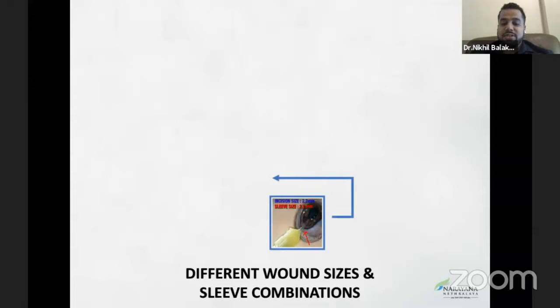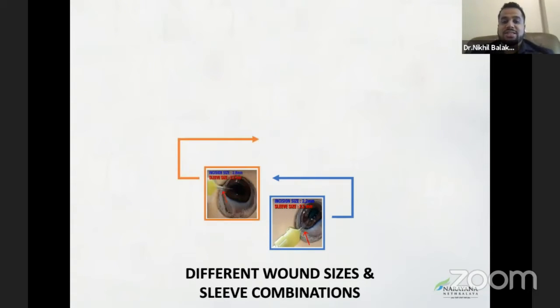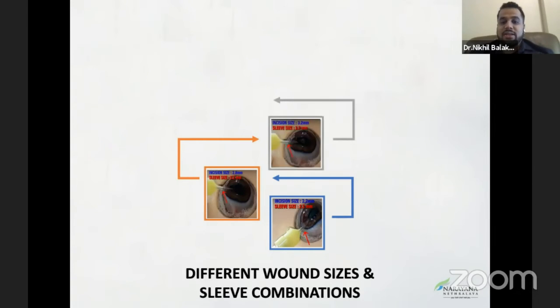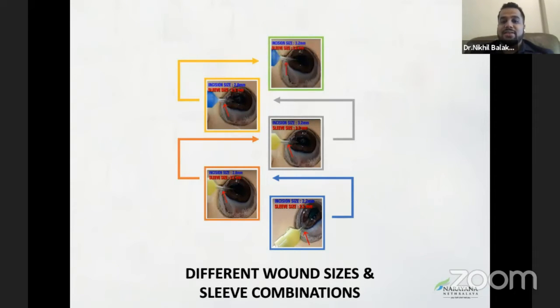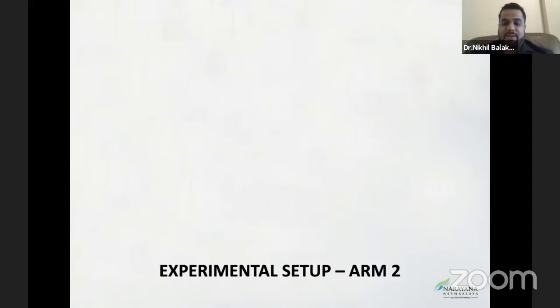We use different wound size and sleeve combinations. So here we see an incision size of 2.2 along with a sleeve size of 2.2. Here the incision size was larger, 2.8, the sleeve size yet being 2.2. Here the incision size was 3.2. Here the incision and the sleeve size again were matched at 2.8. And here the incision and the sleeve size were 3.2 and 2.8 respectively.